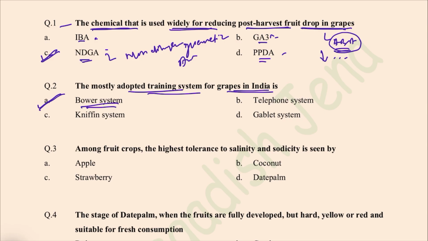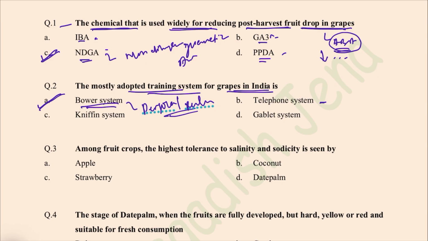The Bower system, also known as pergola or pendal system, is an overhead high trellis system that satisfies this requirement, making it the most dominant training system in the major growing states of peninsular India. So this is the correct answer.